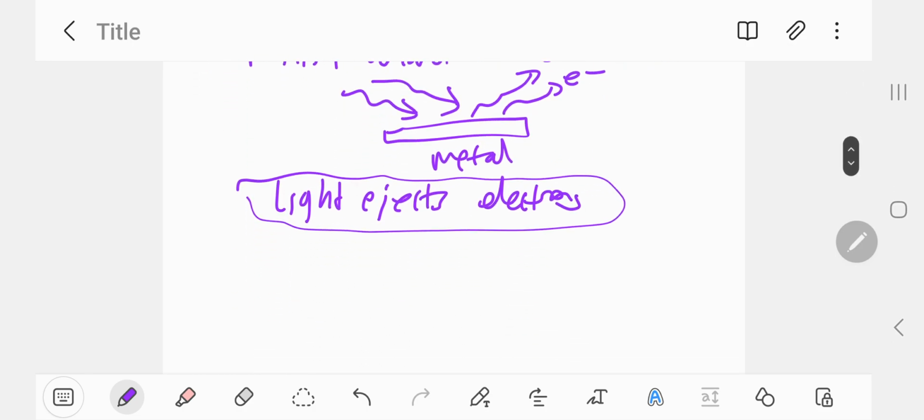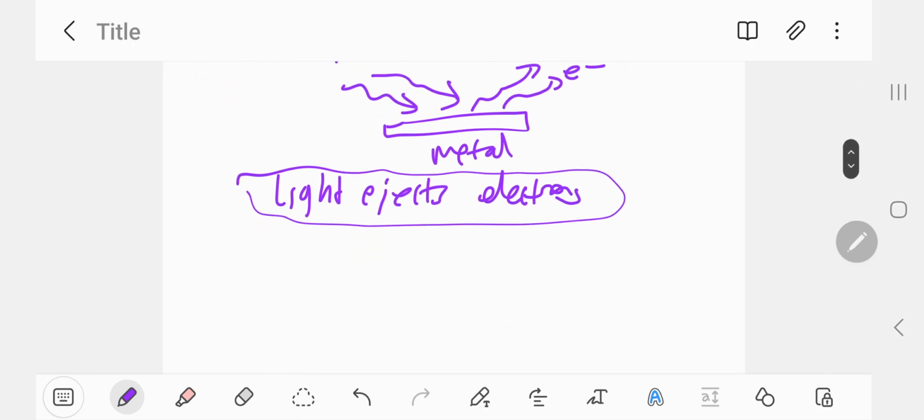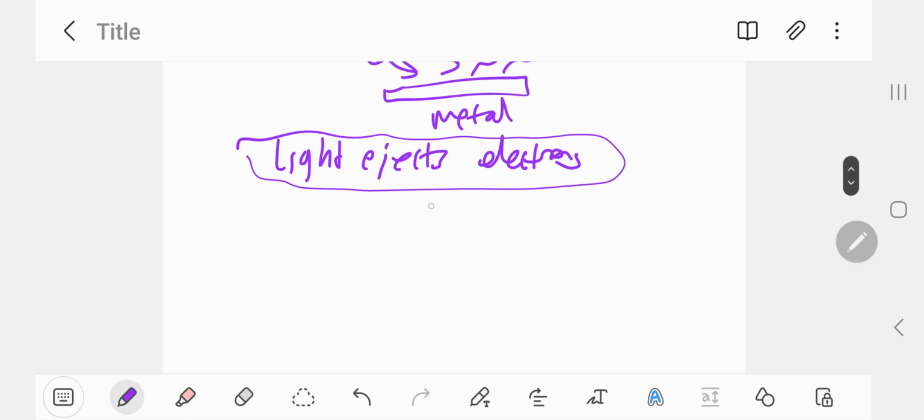Even though Heinrich Hertz noticed this 10 years before, Lenard actually made more precise measurements. And here's the experimental setup that Lenard used.